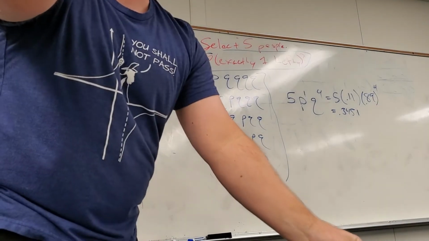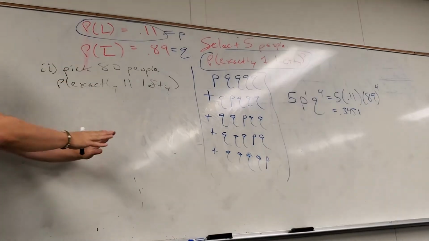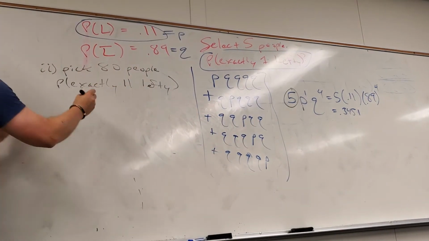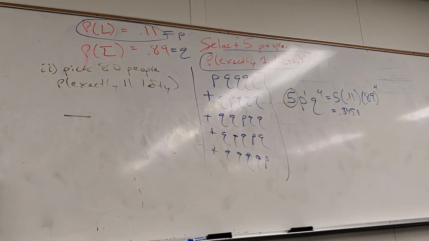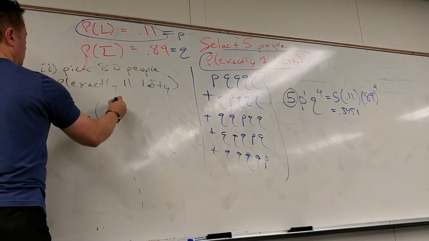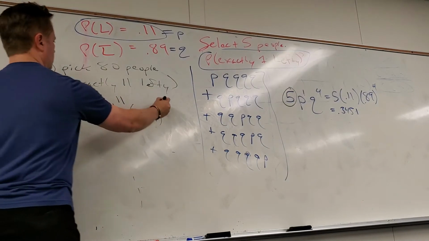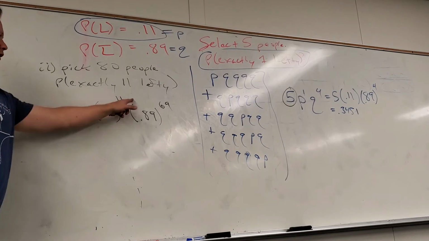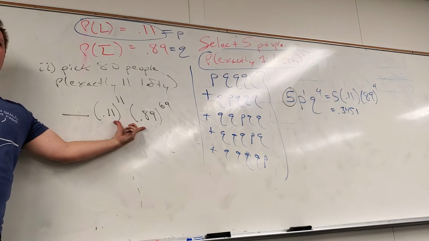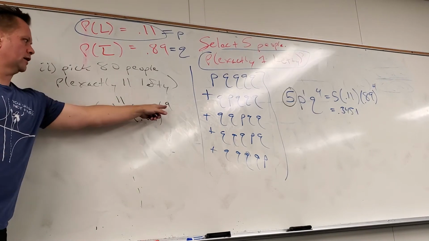We don't know how long the list would be, but whatever the number is, it would go right there. So let me just put a blank space. But how many of these do I want? 11. And how many of these do I want? 69. Right? I got 11 successes, 69 failures. That piece I don't need any help with. Please let that make sense. I want 11 left-handed, and the rest are not.